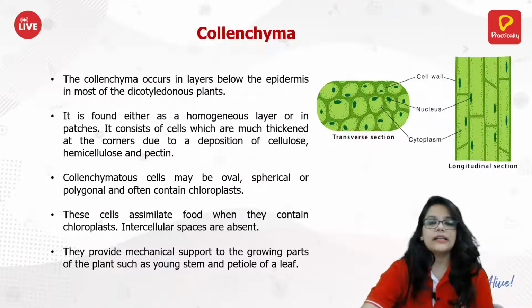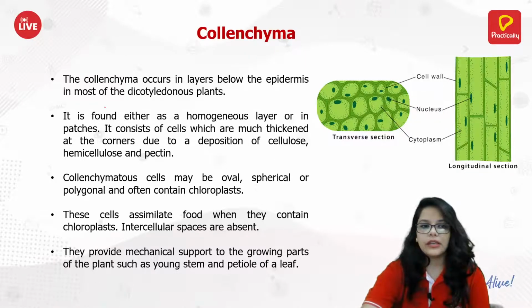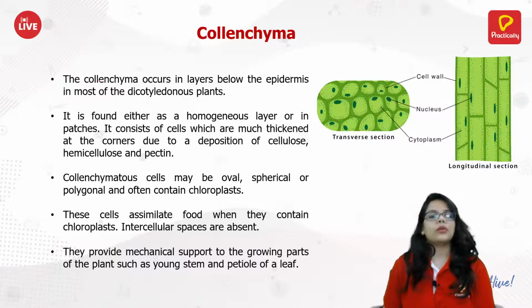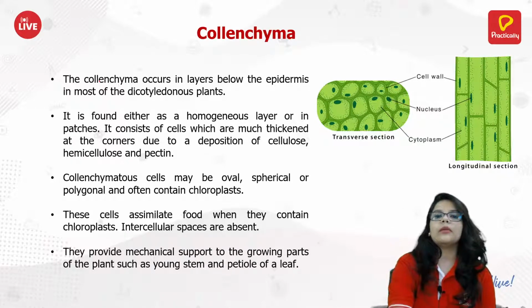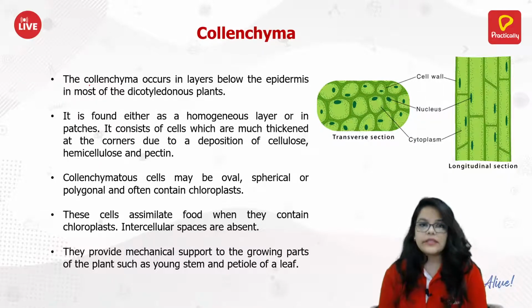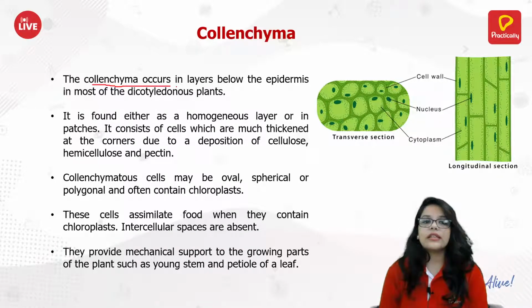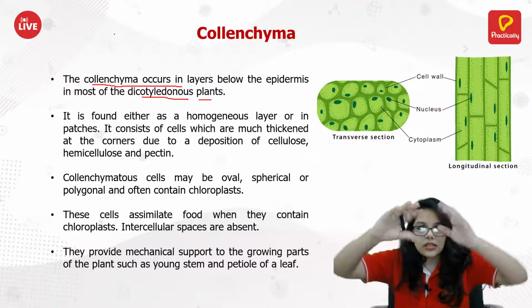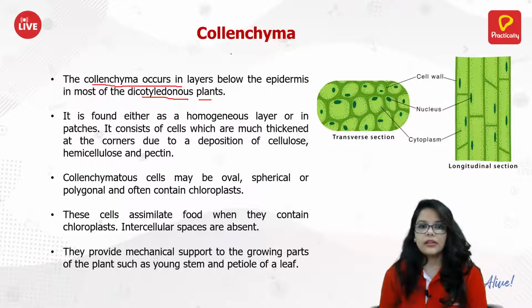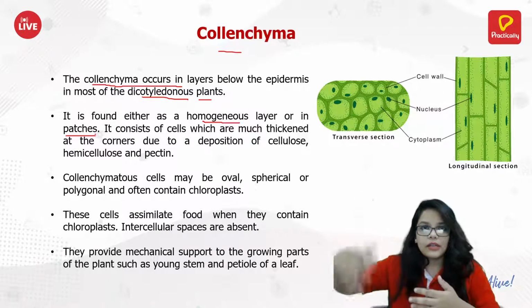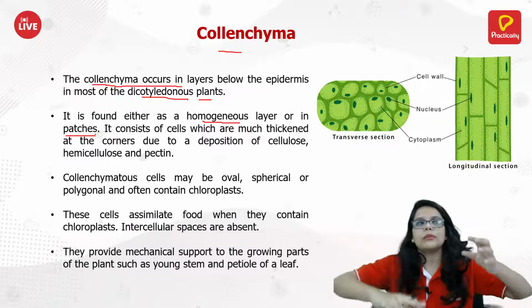Now comes collenchyma. Each of them, parenchyma, collenchyma, sclerenchyma, has different functions. For parenchyma, it was photosynthesis. What happens in collenchyma? Let's see. Collenchyma occurs in layers below the epidermis in most of the dicot plants. Just below the epidermis that is covering, there'll be the collenchyma. It is found either as a homogeneous layer or in patches. It will either be layer after layer homogeneously, or one patch, another patch, like that.